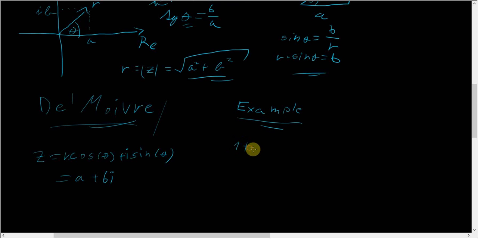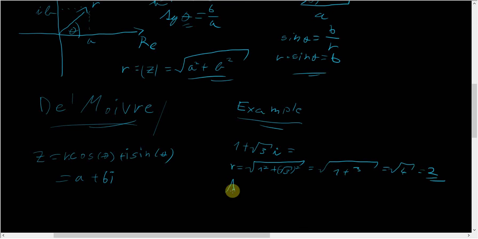So 1 plus the square root of 3 times i equals, first of all, we need to find out the length of our vector. R equals the square root of 1 squared plus the square root of 3 squared, which equals 1 plus 3, which is the square root of 4. The square root of 4 is 2. Now we're going to find out our angle.